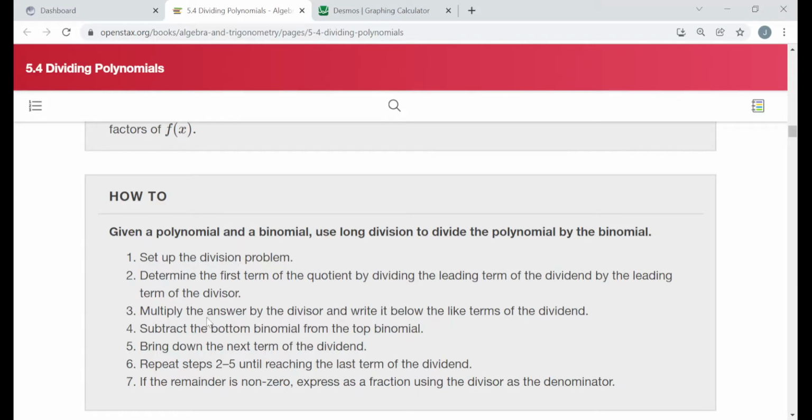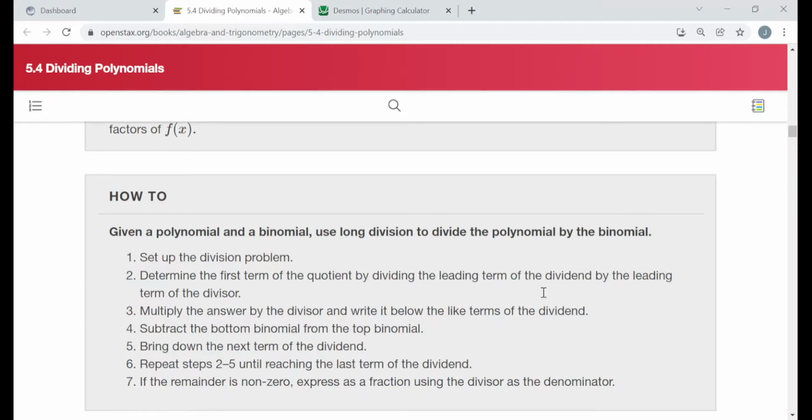Step 3, multiply the answer by the divisor and write it below the like terms of the dividend. Step 4, subtract the bottom. Again, don't worry about it, it shouldn't have to be a binomial. Really, this works for any polynomial divided by any other polynomial. Step 5, bring down the next term of the dividend. Step 6, repeat steps 2 through 5 until reaching the last term of the dividend. And if the remainder is non-zero, express it as a fraction.